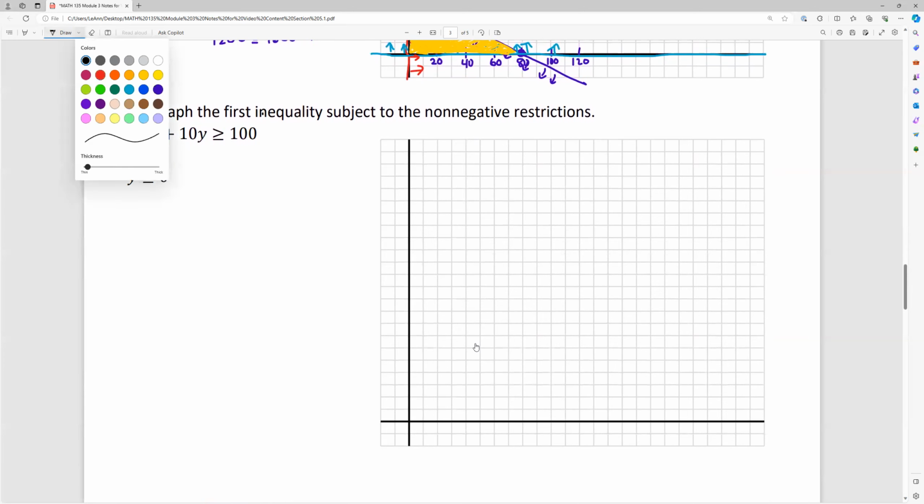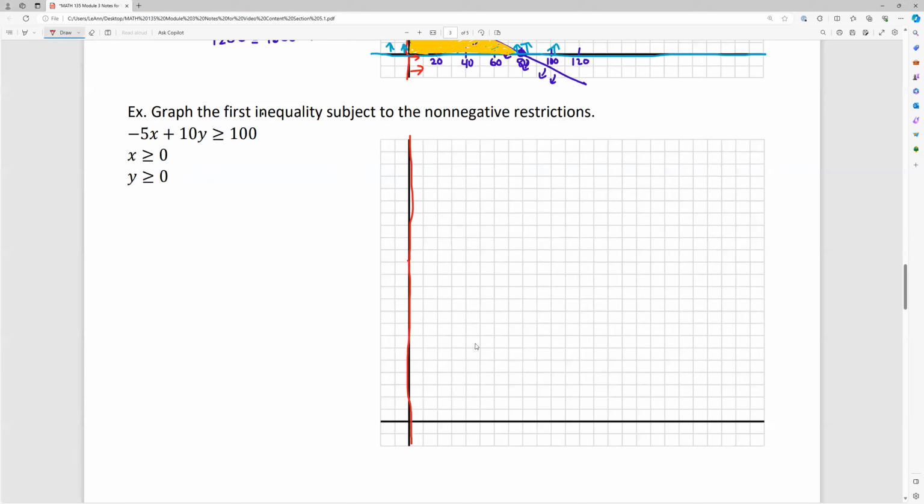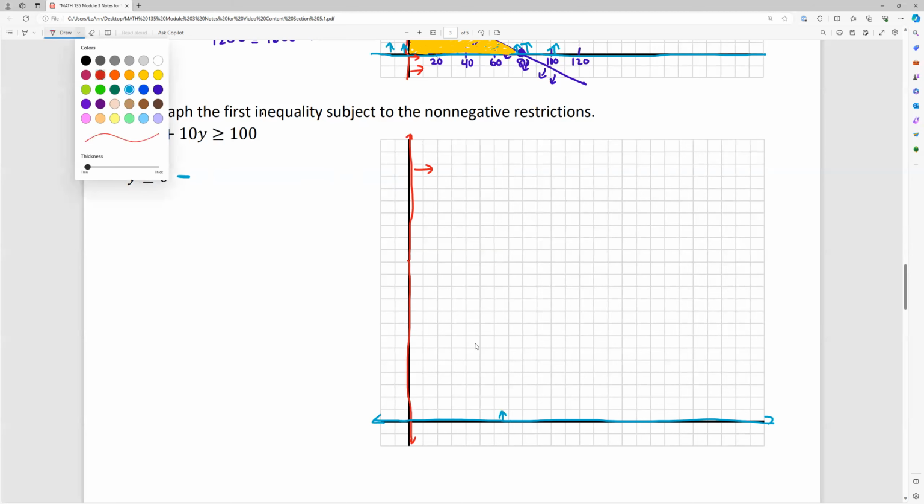So if you wanted to, you could go ahead and throw the x greater than or equal to 0 on here, and we know that's going to shade this direction. And the y greater than or equal to 0 is the x-axis, and we're shading above it. So we've already got those in place. This one's the blue. This one's the red. Okay.